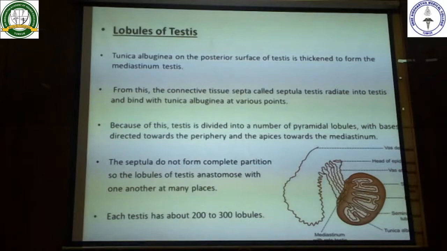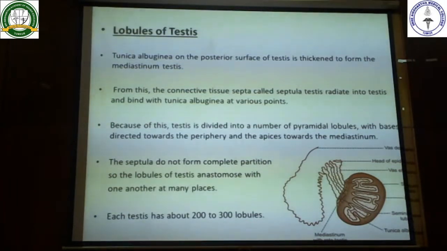So repeat once again. The testis is divided by the septula testis into various lobules, and for each lobule the base is directed towards the periphery and the apex is directed towards the mediastinum, right? Each testis has about 200 to 300 lobules.